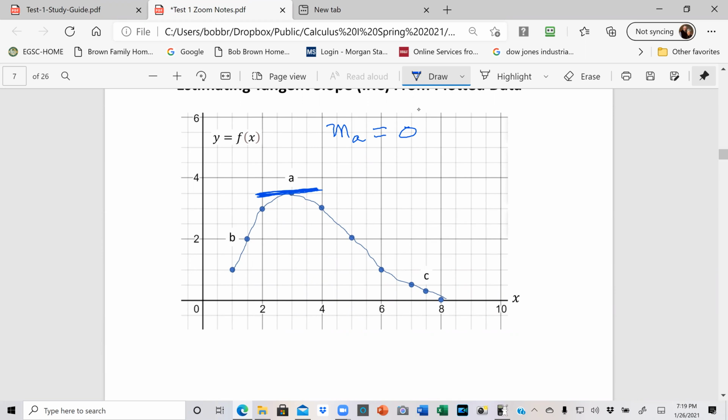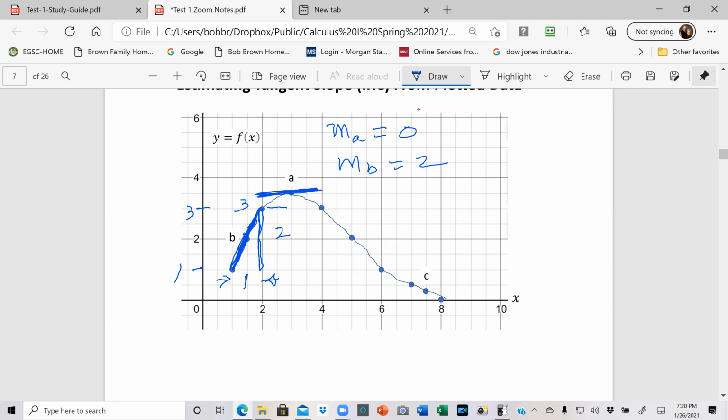Now, let's look at B. I'm not a great artist, but I would say the tangent line would look something like that. And drawing this, you could figure this point is 3, this point is 1. So the change in the y, the rise, is 2, and the change in the x is 1. So the slope at B would be 2. So that's a good estimate of the instantaneous rate of change.